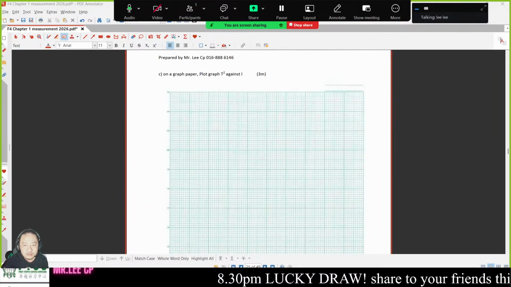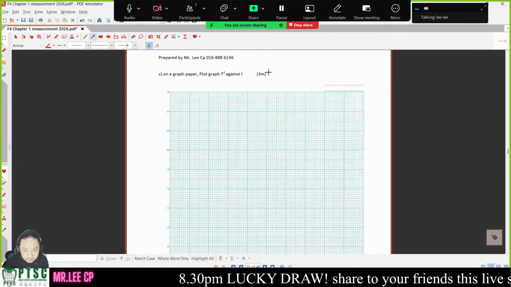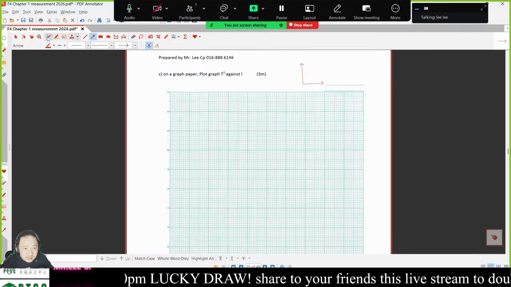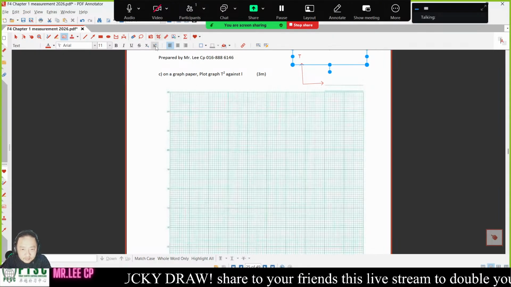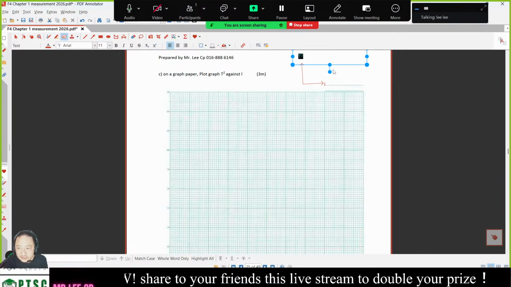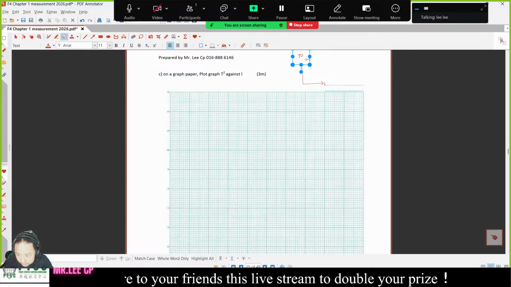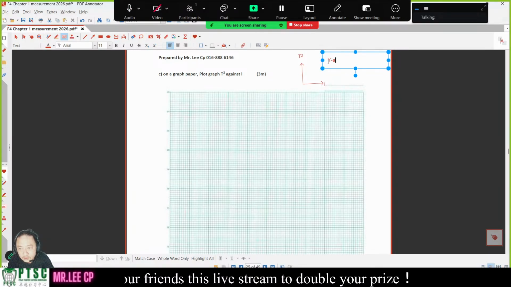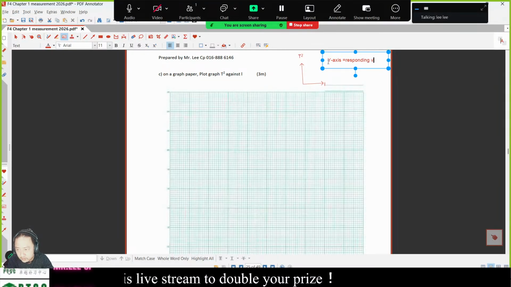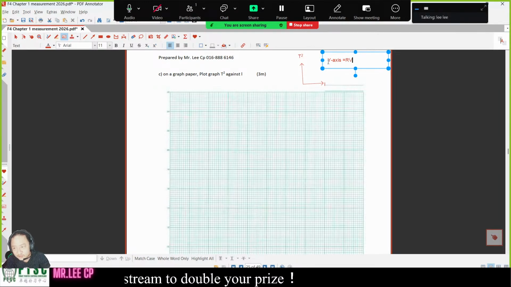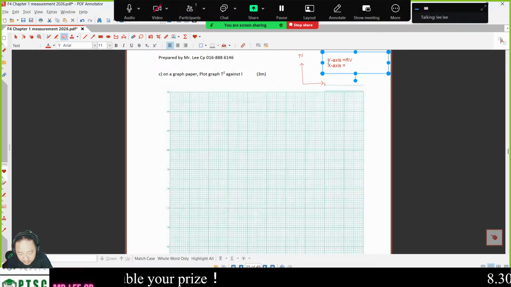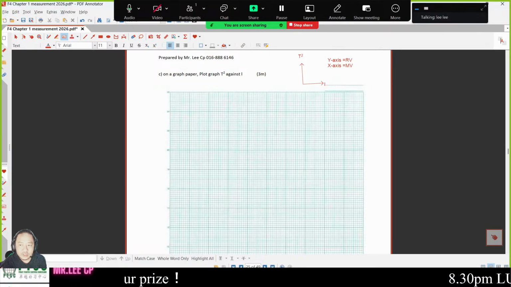In the graph, they will ask you, plot a graph. So when you plot a graph, this is the y-axis. This is the x-axis. So y-axis here, it is t squared. This one is L. They ask you to plot this way. So this one, the y-axis, it is your responding variable. X-axis is manipulated variable. So you know this. Come back to here.